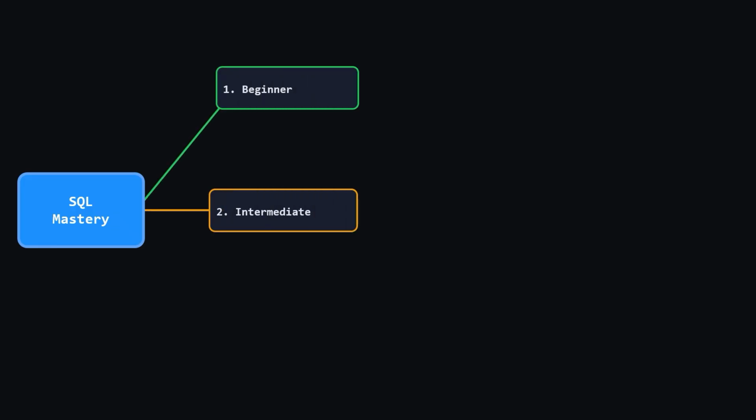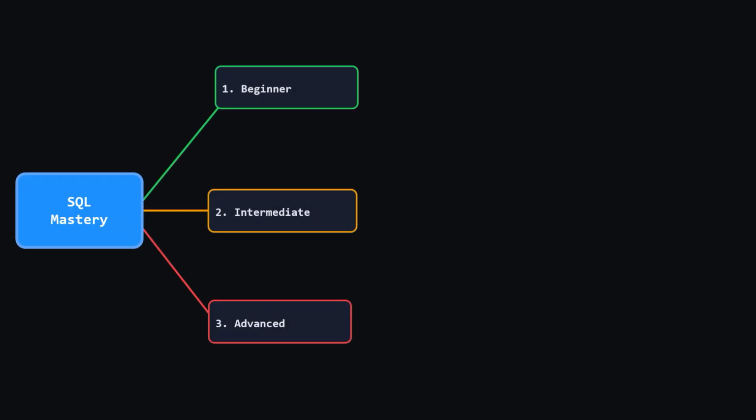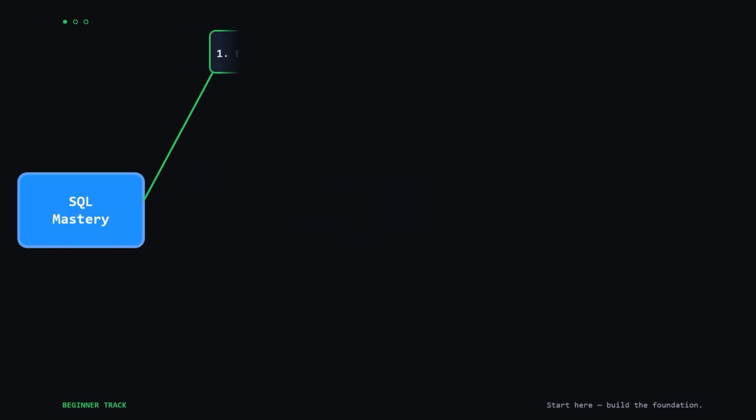So in this video, I'm giving you the ultimate SQL Mastery Checklist, organized in a clear roadmap, split into 3 levels: beginner, intermediate, and advanced. By the end, you will know exactly what to learn, in what order, and where to practice it. Let's get into it. We start at the foundation, the beginner track.